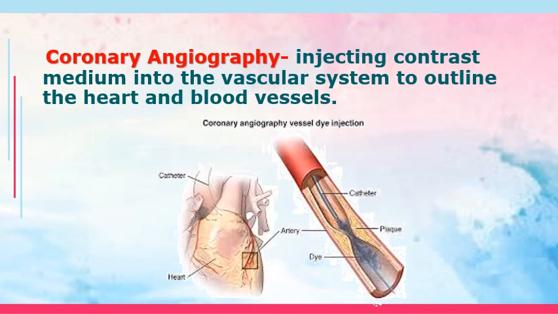Then we have coronary angiography. As I have mentioned, your coronary angiography is done through your coronary or cardiac catheterization. In coronary angiography, a contrast media is inserted into your patient, and the patient may be subjected to fluoroscopy, meaning continuous X-ray images, or a CT scan, in such a way that we will be able to map the blood vessels of the patient.